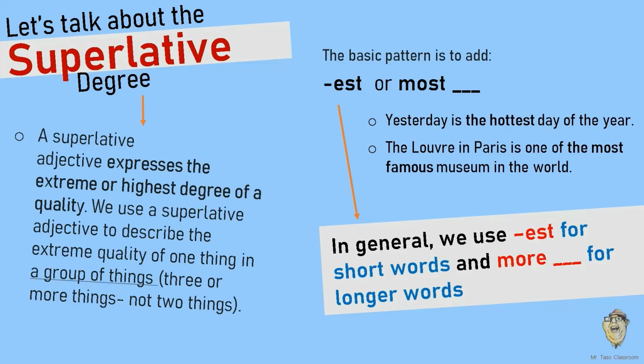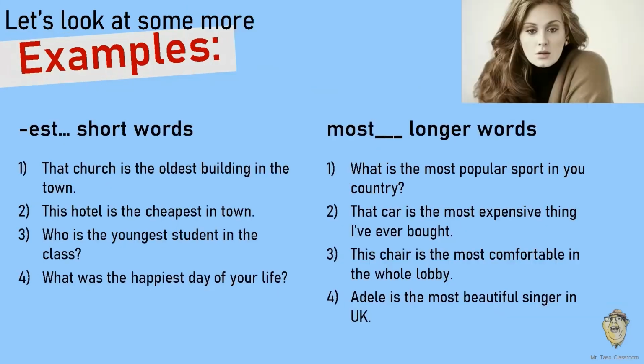In general, we use the ending -est for short words and most for longer words. Let's look at some more examples. That church is the oldest building in a town. This hotel is the cheapest in town. Who is the youngest student in the class? What was the happiest day in your life?